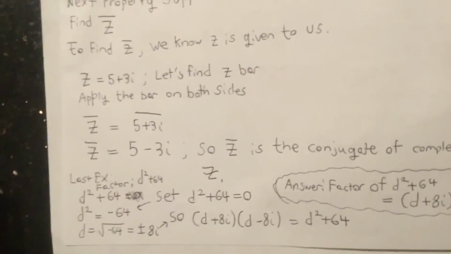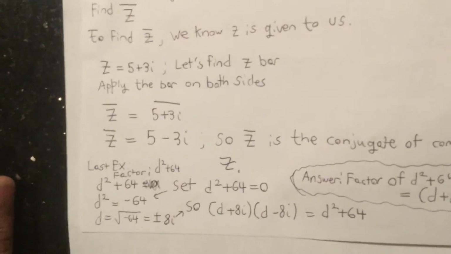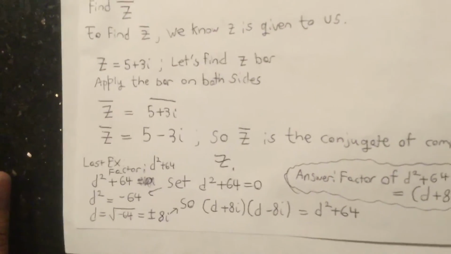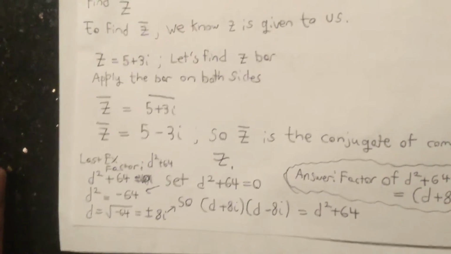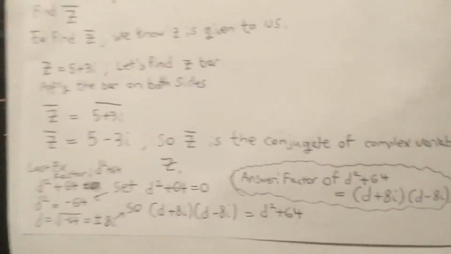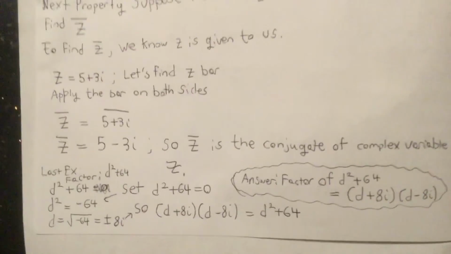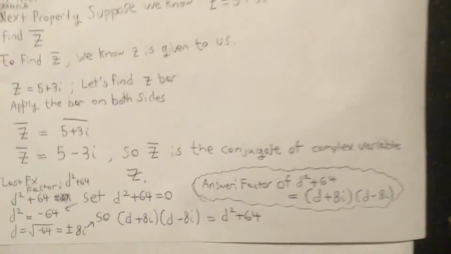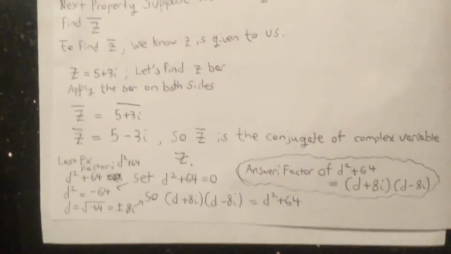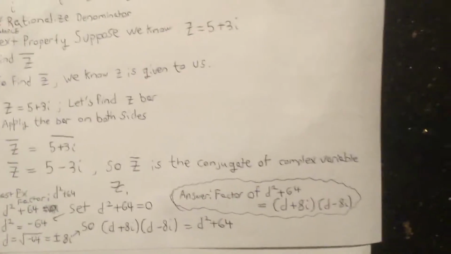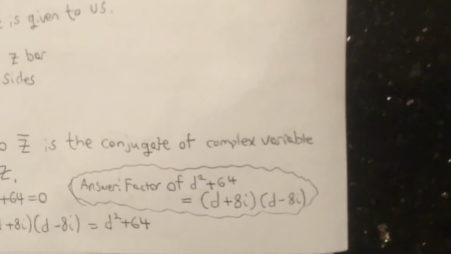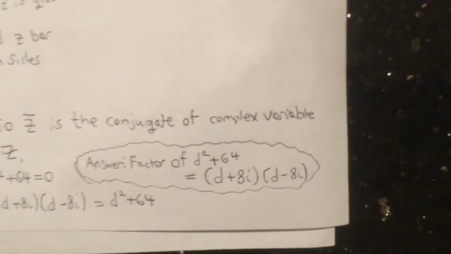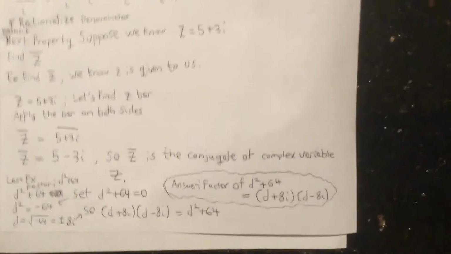d squared plus 64 is equal to 0. So now d squared is equal to negative 64. Take the square root of that negative 64, you get two roots, which are plus or minus 8i. To verify the factors, you just FOIL them back in and you get the original result. Now, d is equal to plus or minus 8i. So the factor of d squared plus 64 can be written as d plus 8i, parentheses, d minus 8i.